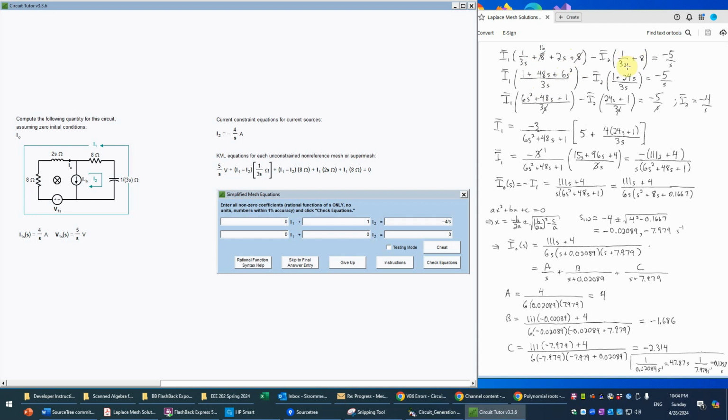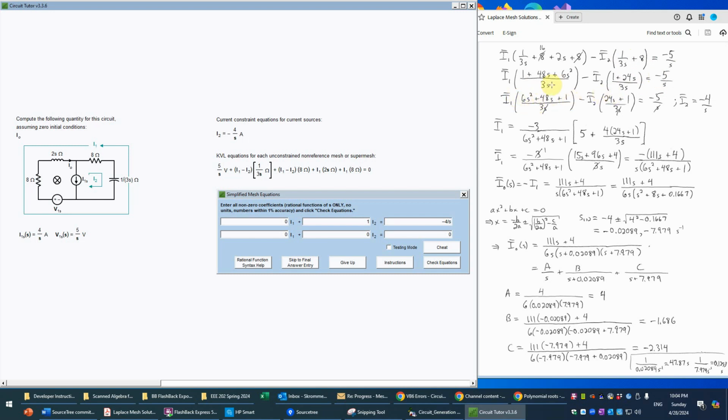Then over here we do the same thing, putting it over the same common denominator of 3s, which is convenient. That just gives us the 1 here, plus multiplying this by 3s over 3s gives us 24s, divided by the same common denominator, is equal to negative 5 over s. So now we put that in simplified form. I did rewrite it here, putting it in standard order for the polynomials, so decreasing orders of s.